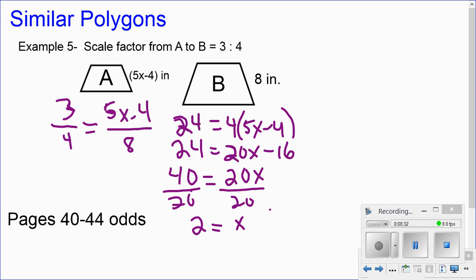I'm not sure. We don't have directions here, but let's say that once we find x, let's get the missing side length. So that would be 5 times x, which is 2, minus 4. So that's 10 minus 4. That would be 6 inches, would be the missing side length.